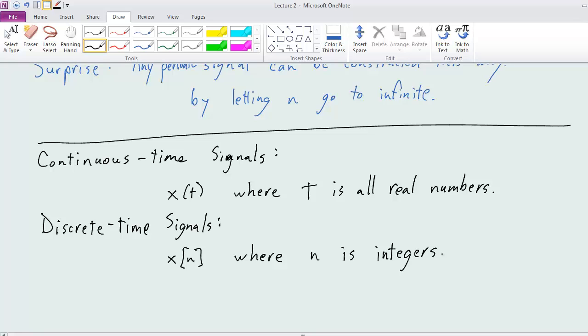Now, we're going to learn how to analyze both continuous time and discrete time signals in this class, and really they're almost the same. There will be some subtle differences between them. But basically, what we use here, separating signals into cosines and making use of that, is going to be the same in continuous time and discrete time.